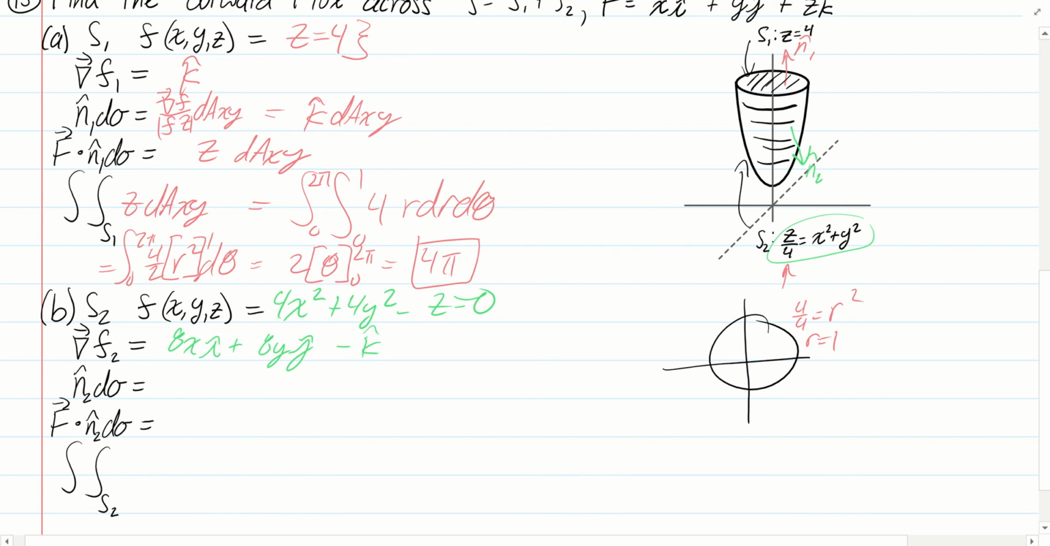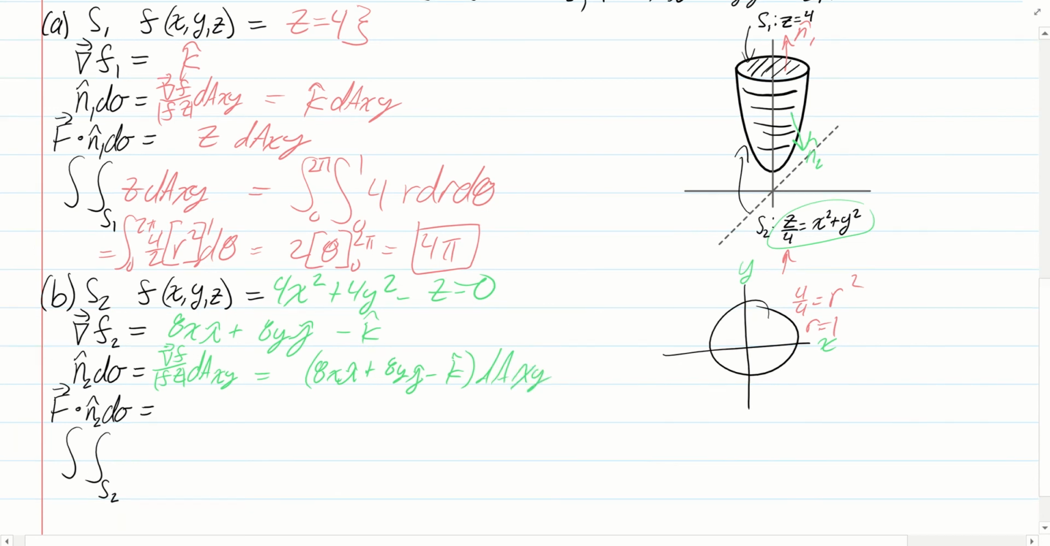So now n hat d sigma, remember that is del f over the magnitude of fz. In this case, it's fz, but you can have other cases where it's not fz. They will probably prompt you which one you have to use depending on what they give you. So in this case, we have y and x here. z is missing from that plane, so we have to use fz. So we have dAxy, which then this will just equal 8xi plus 8yj minus k dAxy.